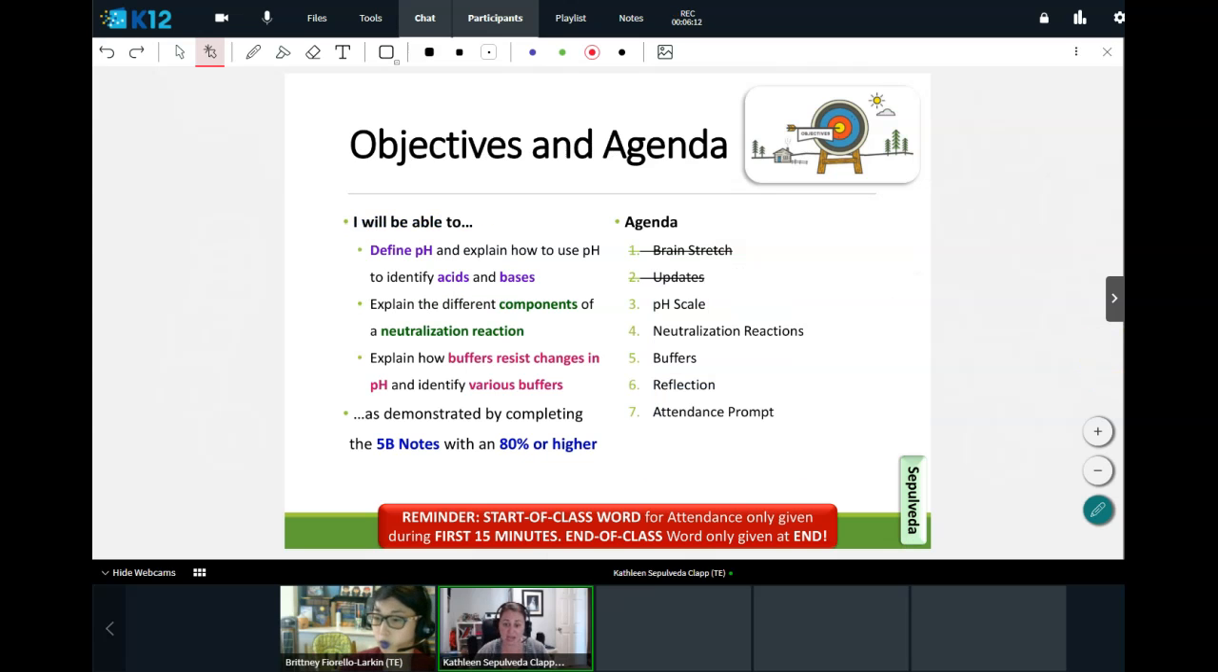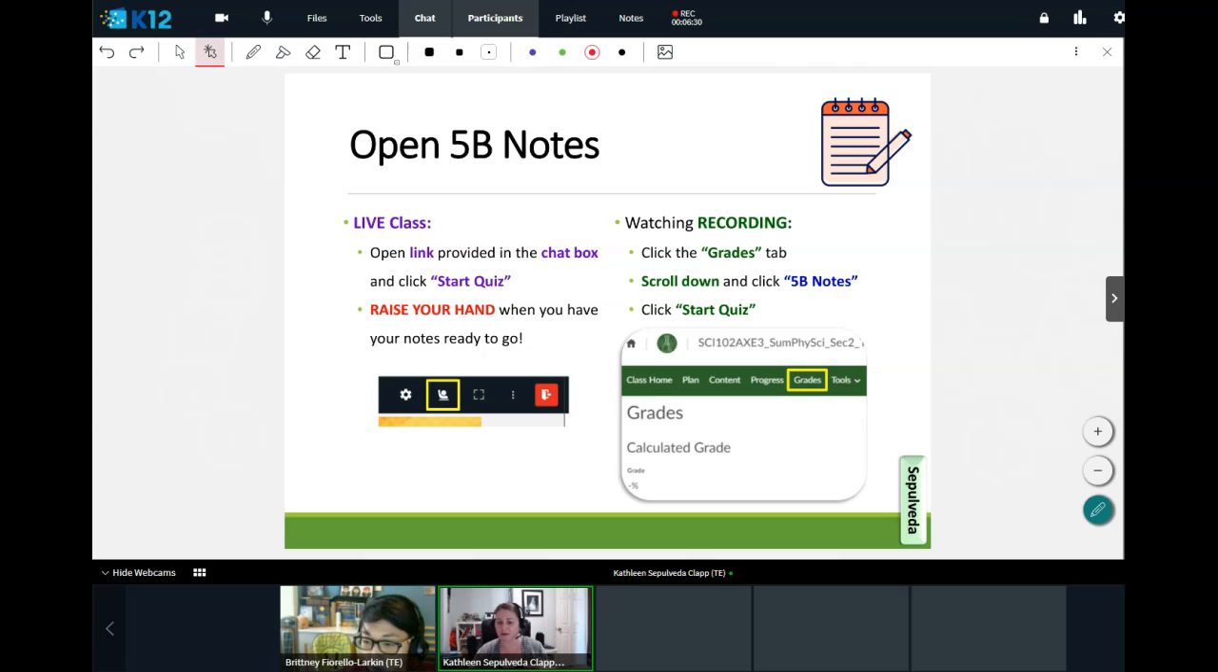So let's discuss what we're going to be doing today. We're going to define pH and explain how to use pH to identify acids and bases. We're going to explain the different components of a neutralization reaction, explain how buffers resist changes in pH, and identify various buffers. We're going to do this with our 5B notes with an 80% or higher, which I know you'll do so much better with. So let's open up our notes.